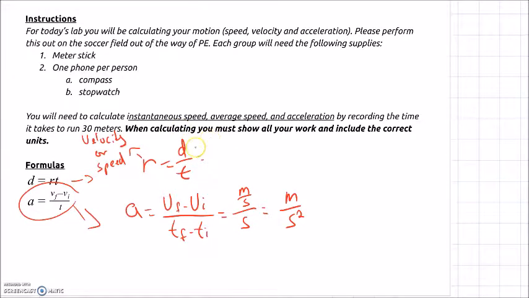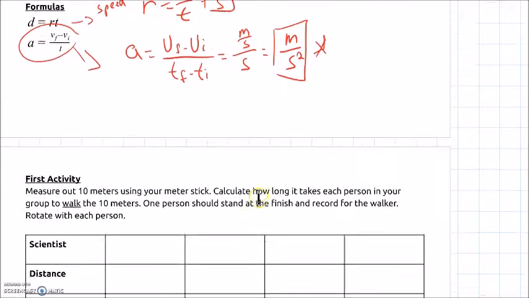Forgot to do that for our velocity, so let's check our units there. Our units for distance are meters, and our units for time are seconds. So always remember that our velocities must be reported in meters per second, and our accelerations must be reported in meters per second squared. All right.